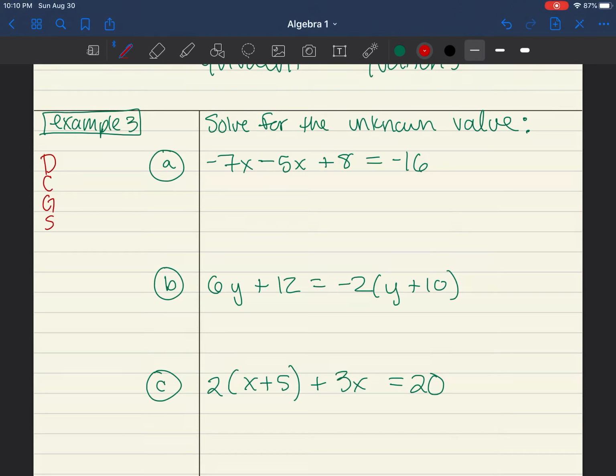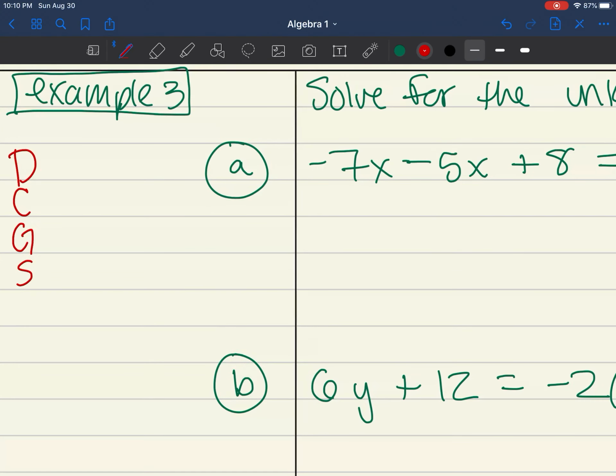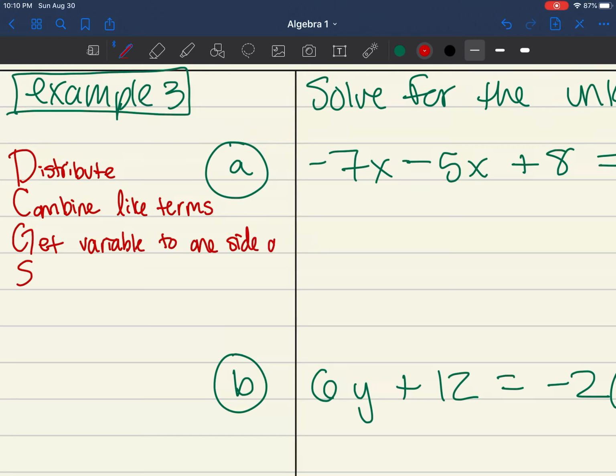these 4 steps. Did Casey go surfing? Is how I remember it. This is the distributive property. This is combine like terms, and those only exist on the same side of the equal sign, so I can't combine like terms across an equal sign. This is get variable to one side of the equal sign, and this is solve. So solve usually means adding or subtracting a constant and then multiplying or dividing by a coefficient.